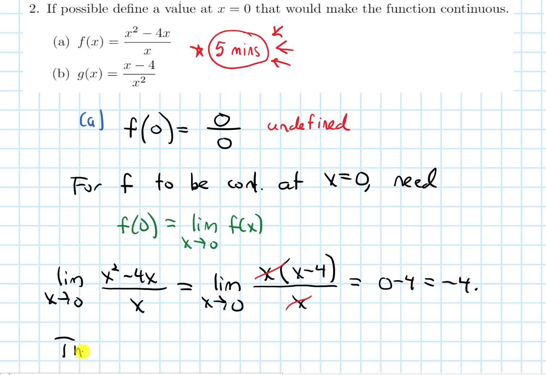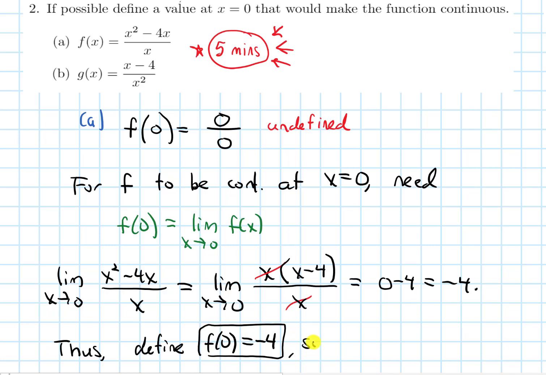So thus, to make our function continuous, let's define f of 0 to be equal to negative 4. If we do that, our function f is going to be continuous at x equals 0.